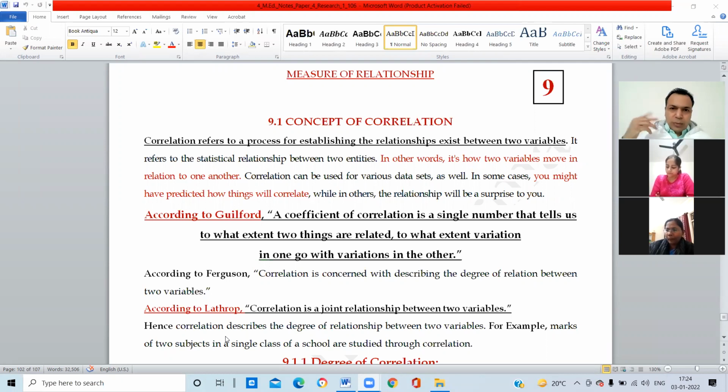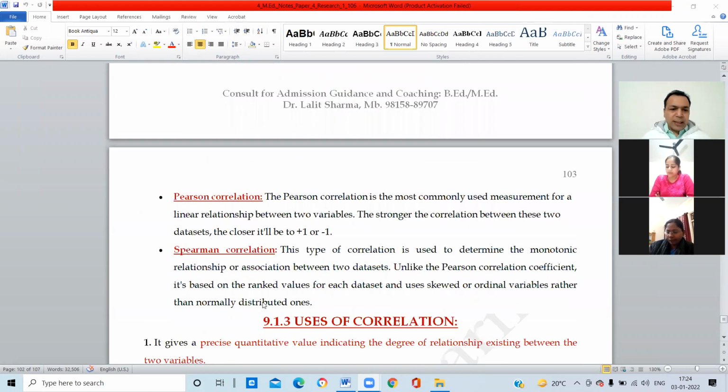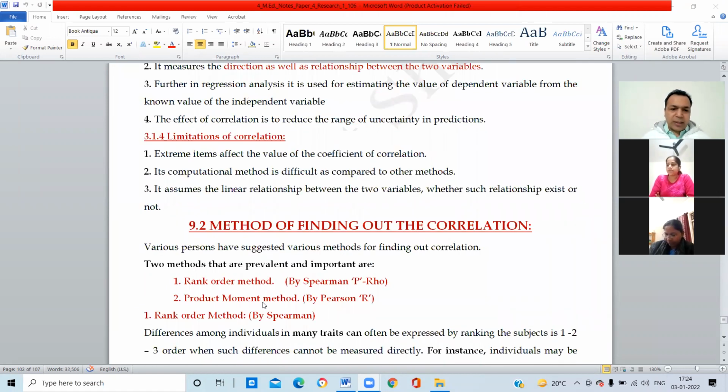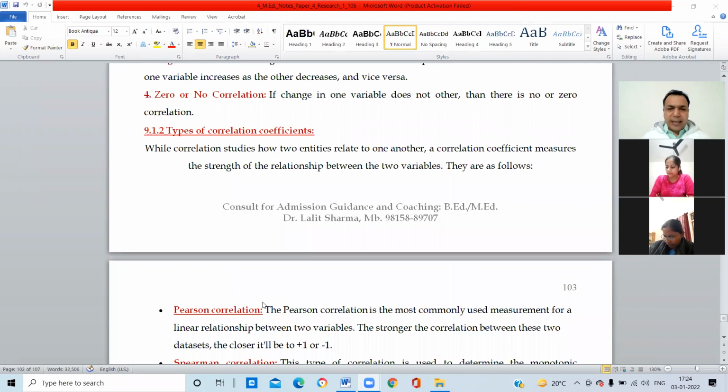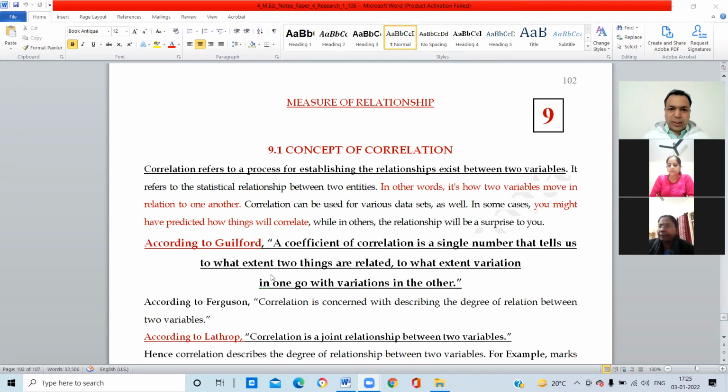Then, two methods: the rank order method by Spearman and the product moment method by Pearson, right? And in the last, we will discuss what the coefficient of correlation is and the uses of the coefficient of correlation, right, guys? So first, we understand the concept of correlation, right?